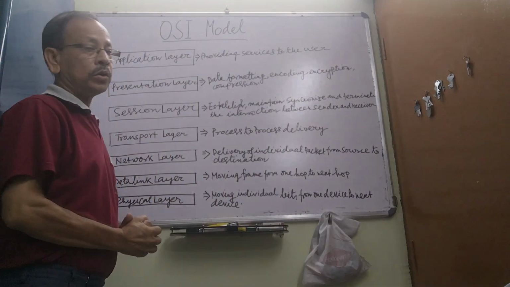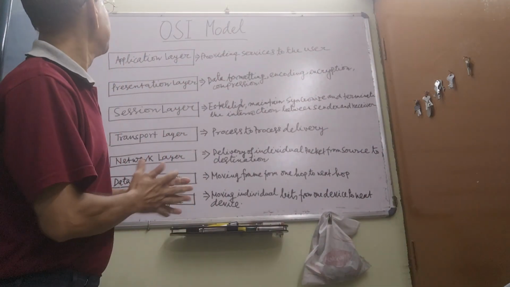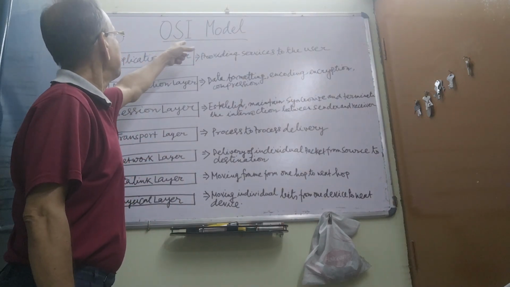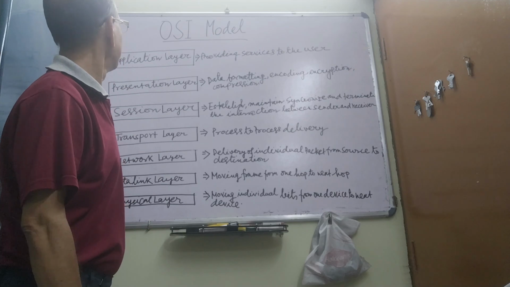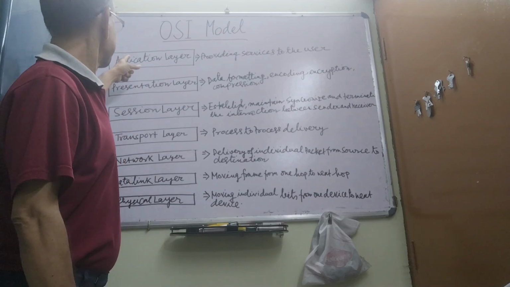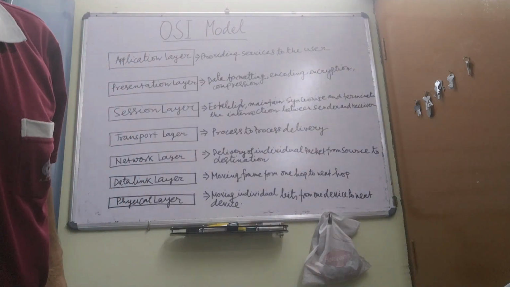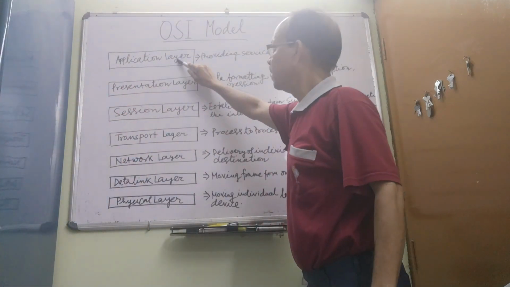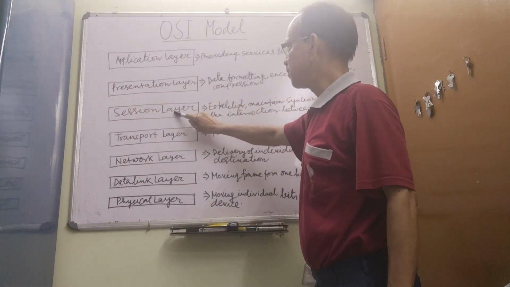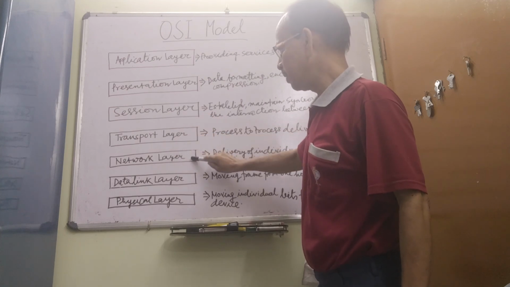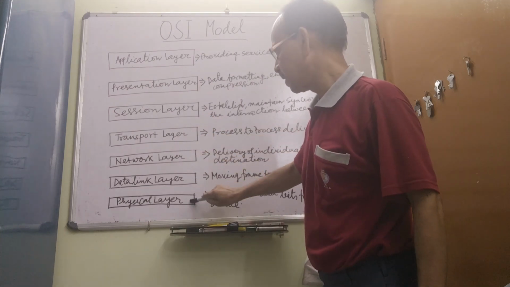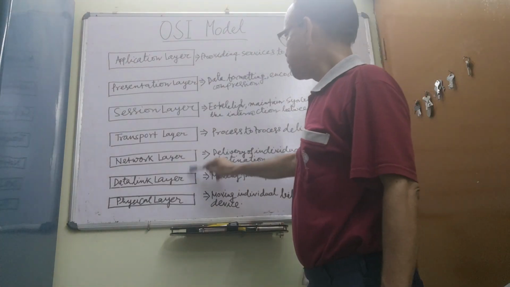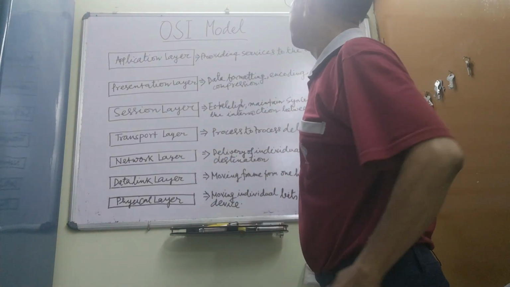Good morning. Today we will discuss the OSI model, the Open System Interconnection model. It has 7 layers: application layer, presentation layer, session layer, transport layer, network layer, data link layer, and physical layer. Each layer has its own responsibility.